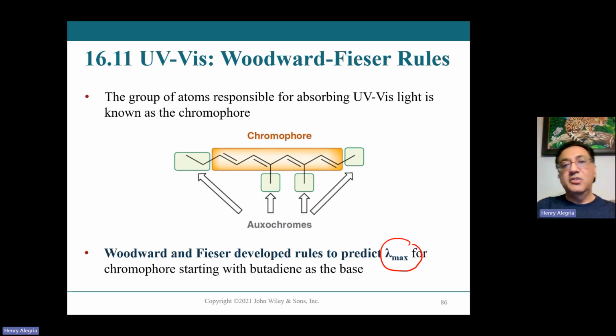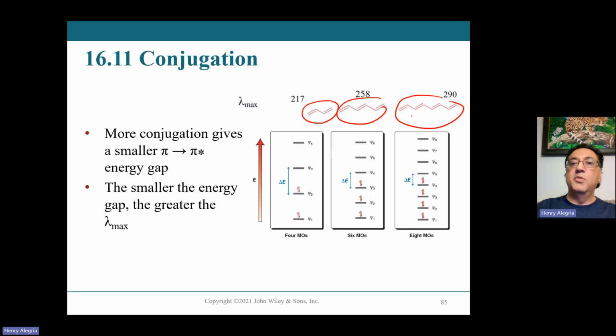Anything that is extra is what you call an auxochrome. So in this case, you have here an ethyl group that's an auxochrome, and you have a methyl group. Those are not the chromophoric part. So if we know that with 4 double bonds, as we saw here, the lambda max is 290, but there is nothing else except the 4 double bonds here.